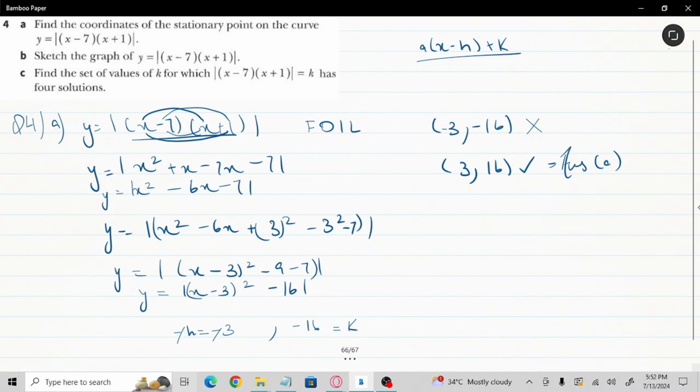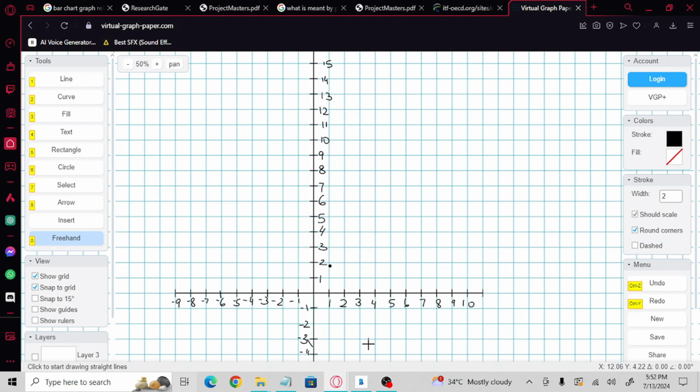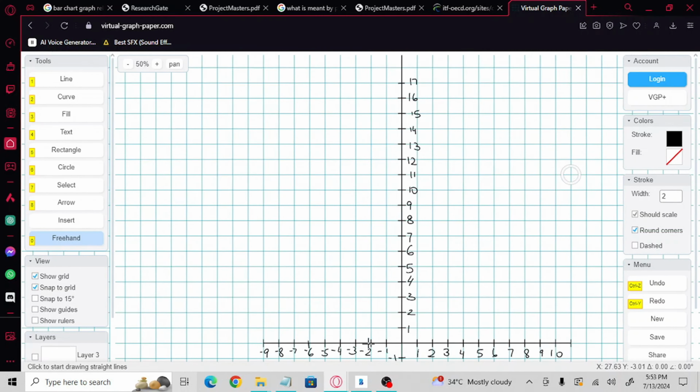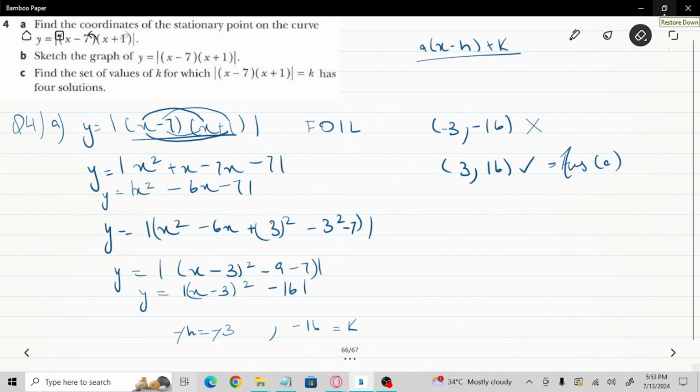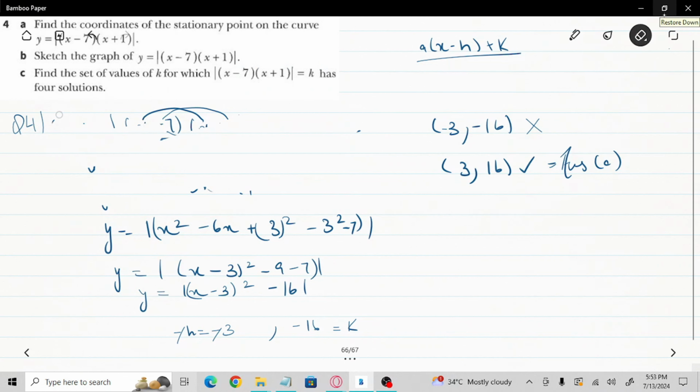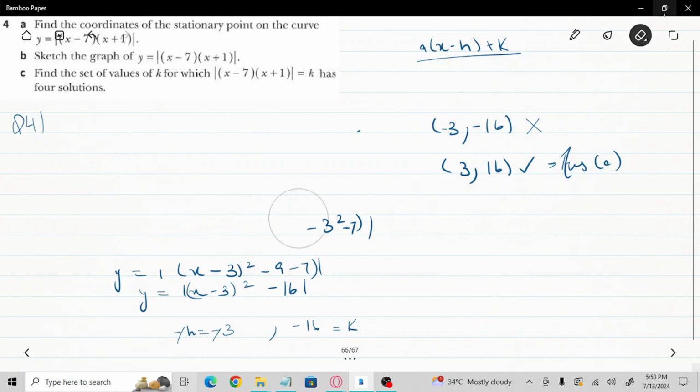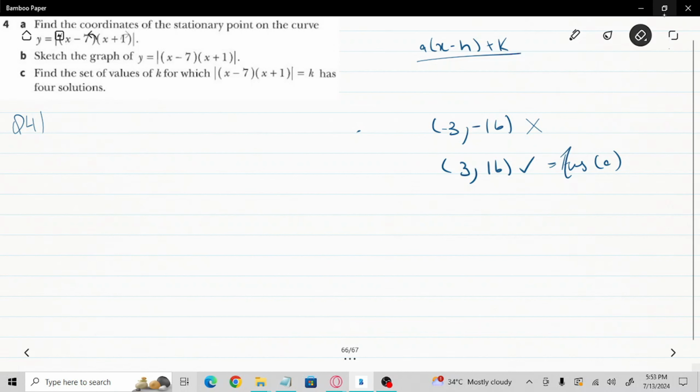For part B, they've asked us to sketch the graph of modulus of (x minus 7)(x plus 1). So what we're going to do is go to our graph paper and first of all mark our coordinates. Before we mark our coordinates, let us add more detail. For that we need some more coordinates, which will come from finding the intersections with the x-axis. That's really important in forming the graphs of quadratic equations. So when do those intersections come? When y is equal to 0.